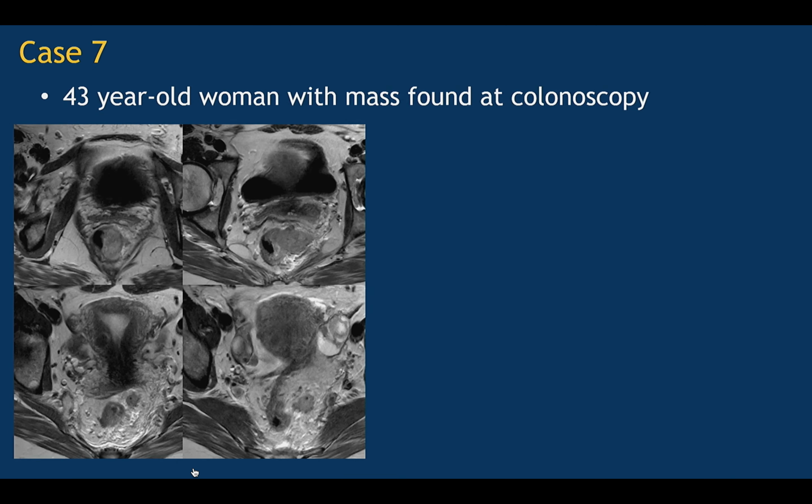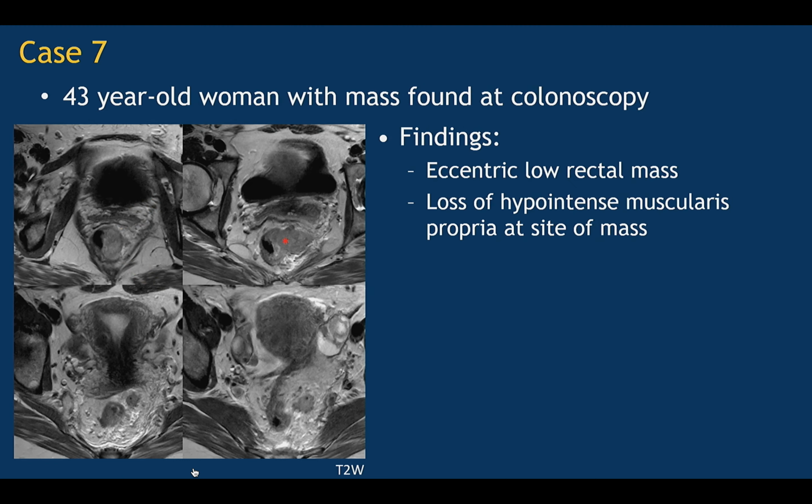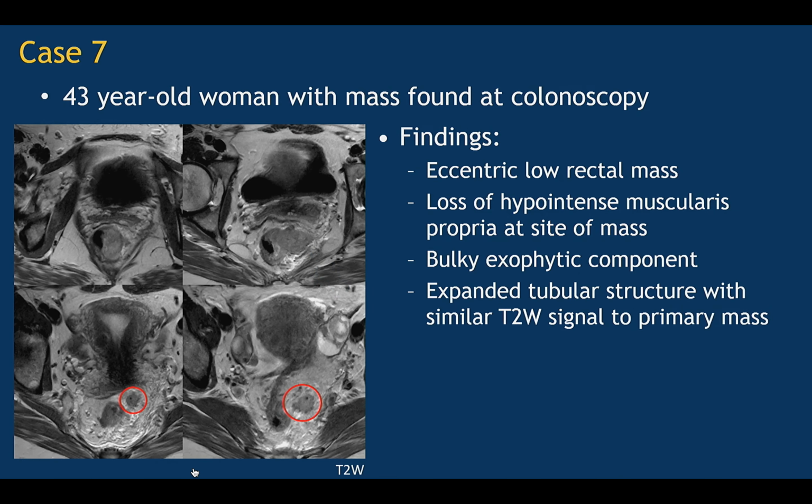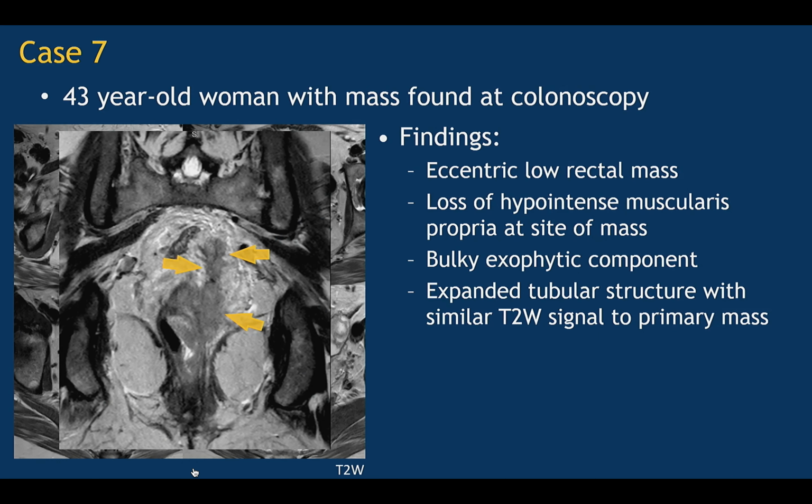Case 7 is a 43-year-old woman with a mass found at colonoscopy, and this is for staging purposes. So we see an eccentric low rectal mass extending from the 12 o'clock to the 6 o'clock position. There is loss of the hypointense muscularis propria at the site of the mass. There's a fairly large, bulky exophytic component. And in the left hemipelvis is an expanded tubular structure with similar T2-weighted signal to the primary mass. And here on coronal T2, you can really appreciate that tubular structure extending in craniocaudal fashion.